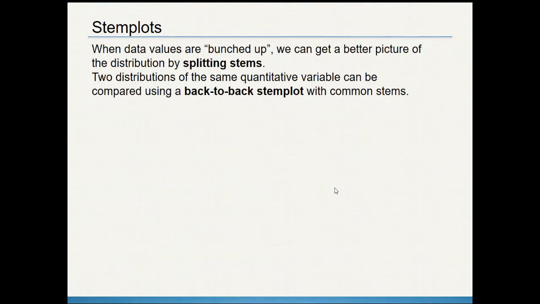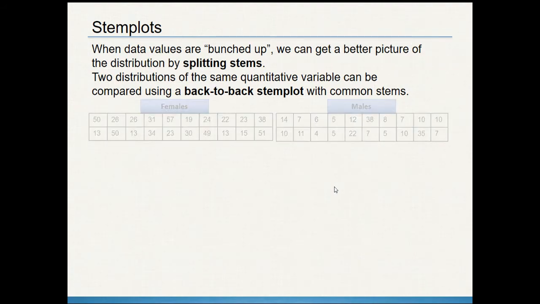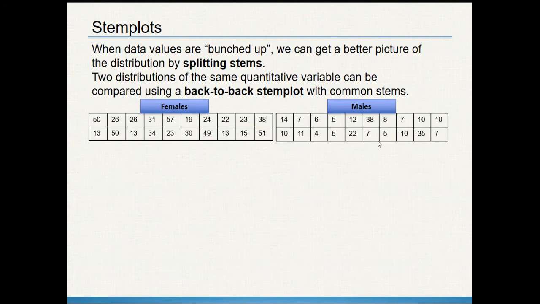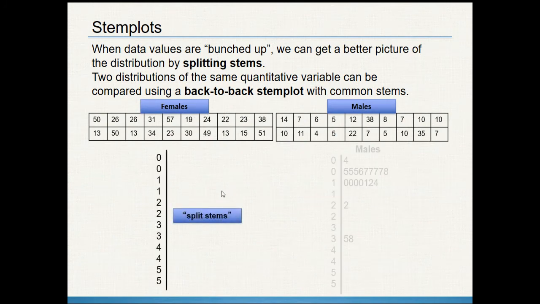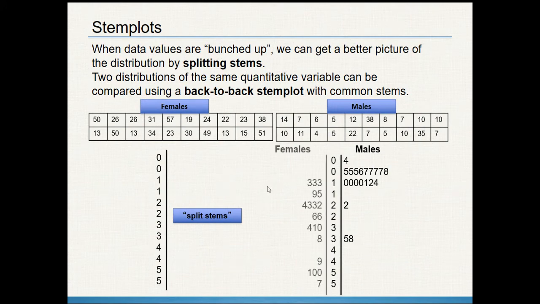All right, so when data values are bunched up, we can get a better picture of the distribution by splitting stems. Two distributions of the same quantitative variable can be compared using a back-to-back stem plot with common stems. So here we've got males versus females. We split the stems. Basically we put the stems down the middle, and then we put the leaves off to the sides. On one side we do males, and on one side we do females.